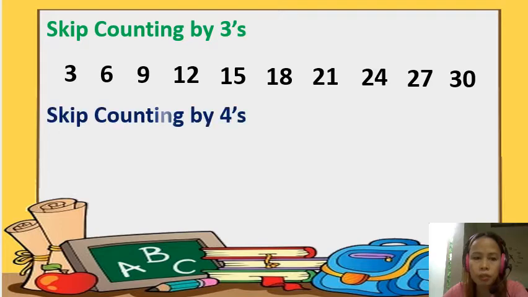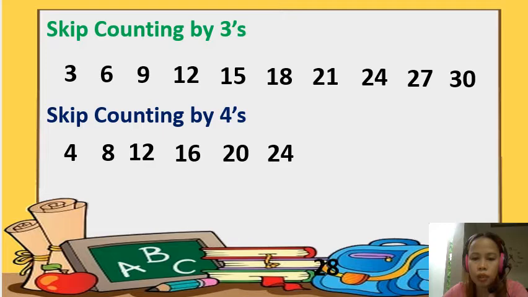Next, we do skip counting by fours. 4, 8, 12, 16, 20, 24, 28, 32, 36, 40.